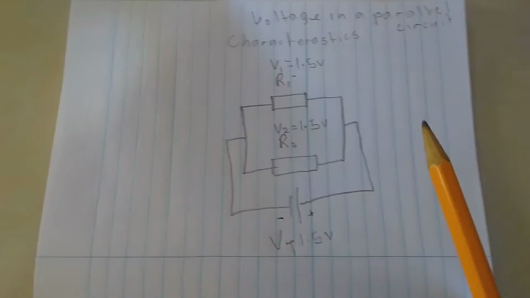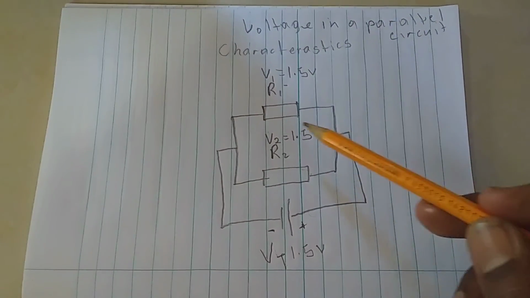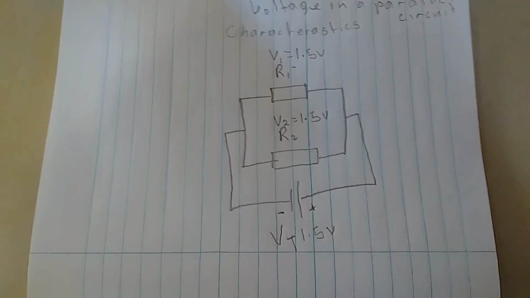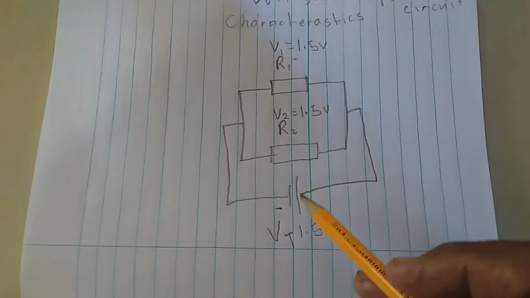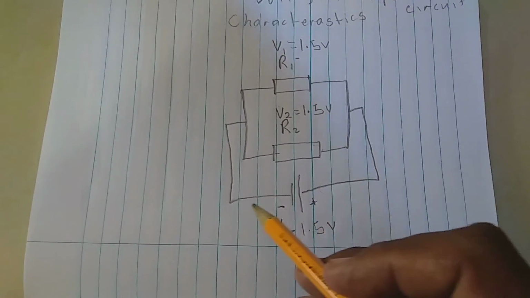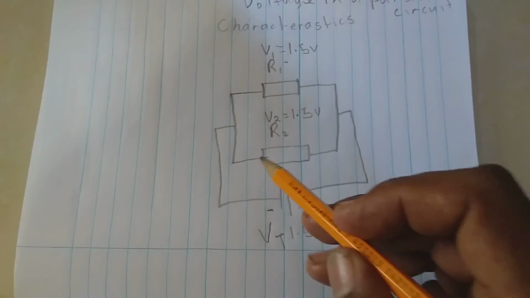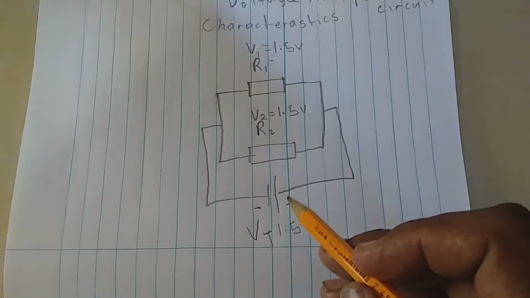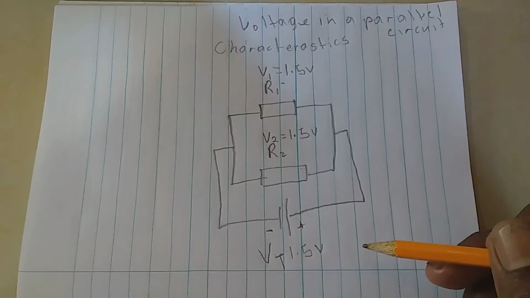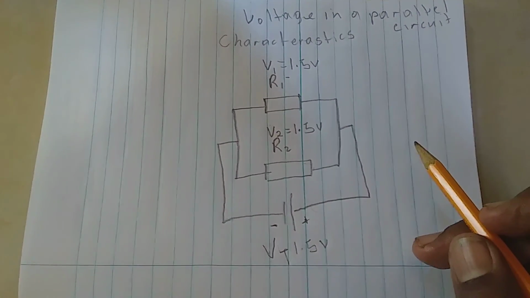So one of the characteristics of a parallel circuit is that the voltage is constant throughout the circuit across the resistors in that circuit. And this is because the voltage from the source and the connection is direct to resistor 1, resistor 2, and also on the positive side it is direct to resistor 2 and resistor 1. So that's why the voltage in a parallel circuit is constant.